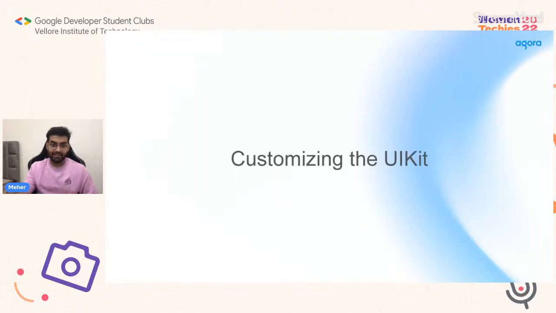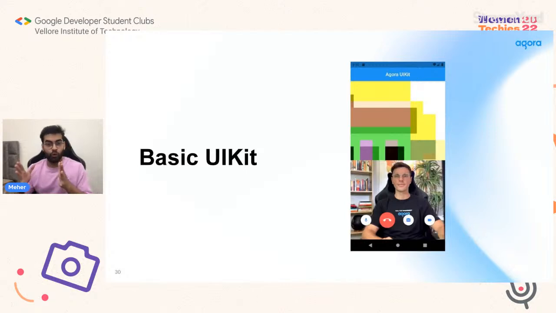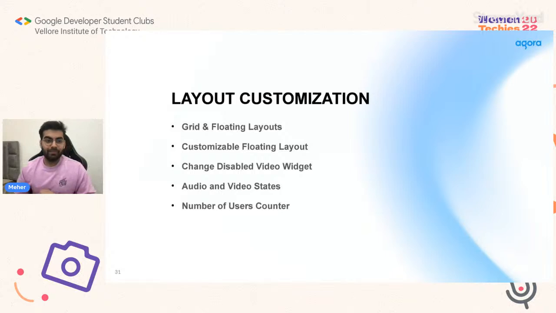So let's take an example of what it exactly looks like. When you start your Flutter UI kit, this is how it looks. You have a grid view of the two users, and at the bottom you'll see the buttons are added on the stack. So videos, and on top of it, the buttons are added. Let's go ahead and see the customizations that are offered.